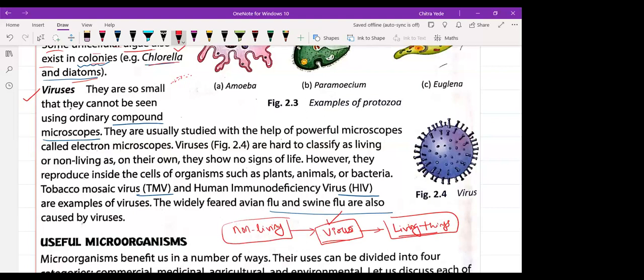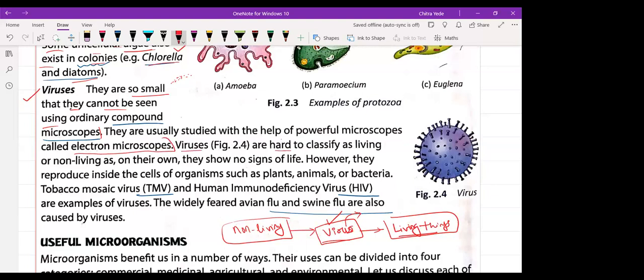Why? Because if viruses are present outside the body of the organism, they are dead. But if they are present inside the body of a living organism, they are alive. That's why viruses are kept between living and non-living things. They are so small that we cannot see them even with a compound microscope, so we require an electron microscope in order to see them.